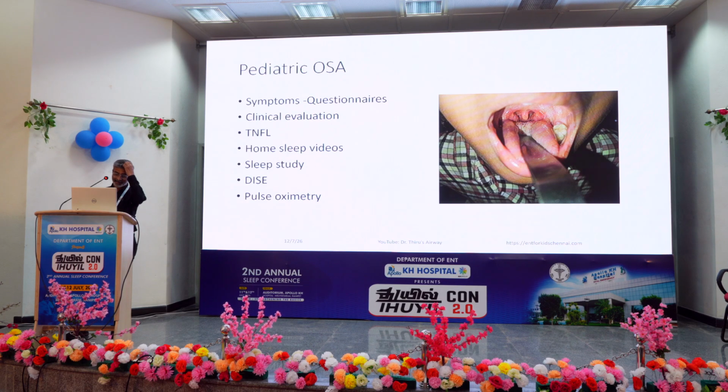So I'm coming to pediatric OSA. A lot of things have been spoken about. Kamran has spoken beautifully about post-tonsillectomy persistent snoring. So what is the indication for surgery the first time? If you select the right patient, then maybe you can reduce the persistent failure rate later on. So how do you do that?